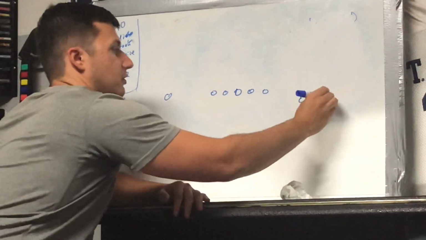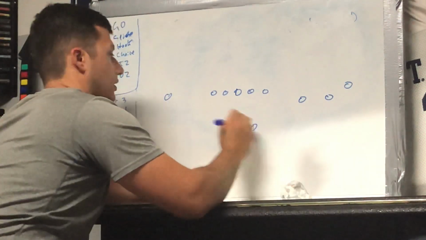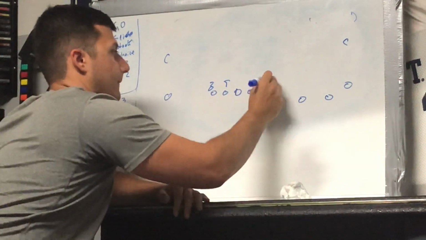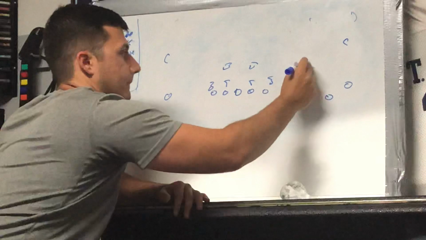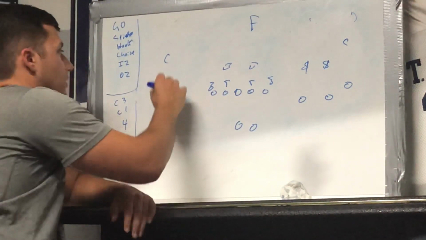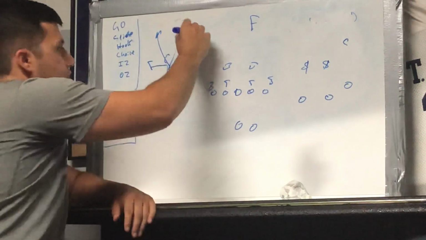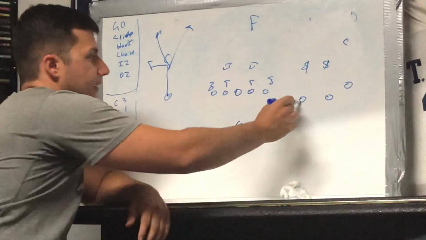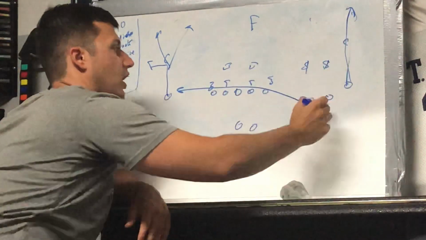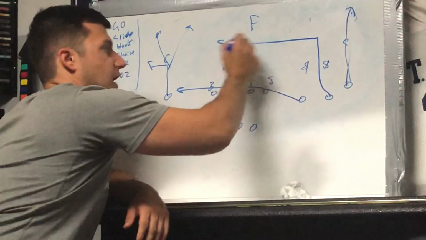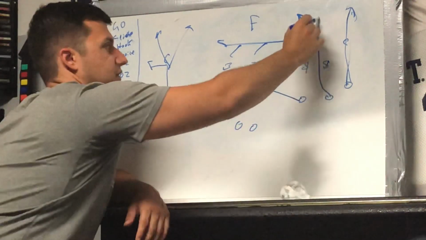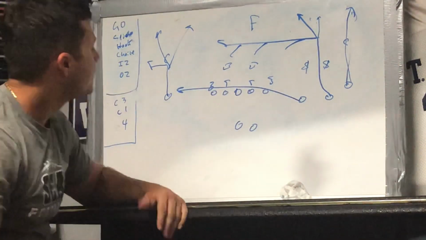So, let me draw it back up. Cover one. We've got X choice called. He's got his choice. He's one-on-one. He's got to beat his guy. This guy comes underneath. This guy runs the go. He's got that hunt route, depending on the offense you're in, and a seam read over the middle.